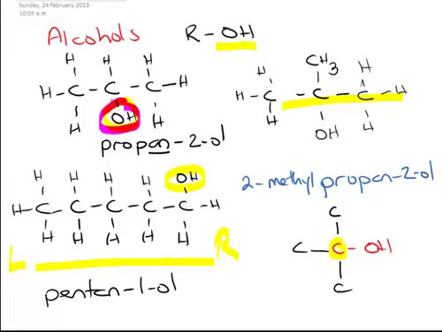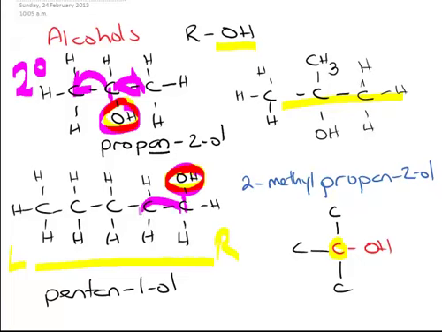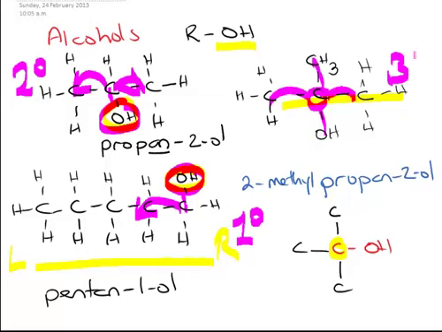this OH here, we've got this carbon which is attached to 2 others, that makes this one secondary. When we look at this OH here, and we see that this carbon here is attached to only 1 other, that makes this one primary. When we look at this carbon and OH here, it's 1, 2, 3 carbons, that makes that one tertiary. That's important to know.